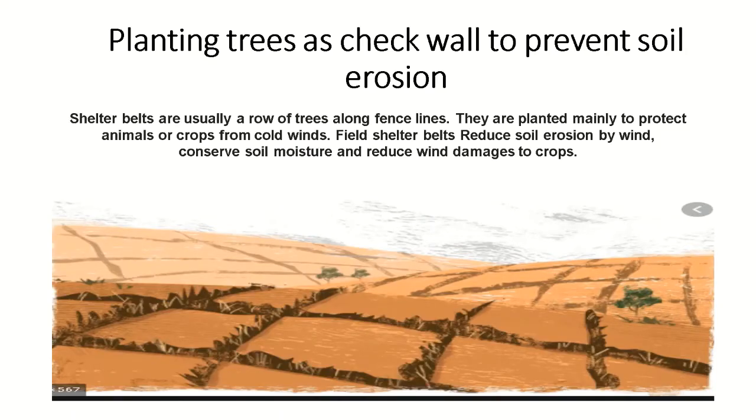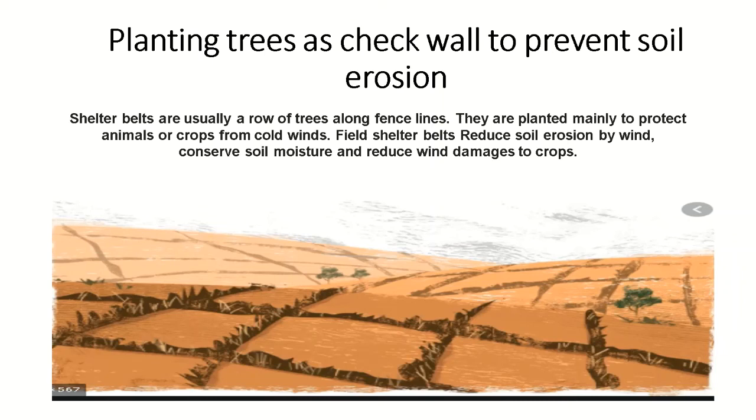Next, planting trees as check walls to prevent soil erosion. Shelter belts are usually a row of trees along the fence line. They are planted mainly to protect animals or crops from cold winds. Field shelter belts reduce soil erosion by wind, conserve soil moisture, and reduce wind damage to the crops.